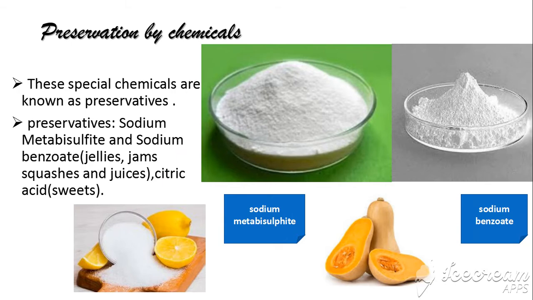Preservation by chemicals. These special chemicals are known as preservatives. Some examples of these preservatives are sodium metabisulfite and sodium benzoate. Jellies, jams, squashes and juices are preserved by these two chemicals. Citric acid is used for preserving sweets. You can see sodium metabisulfite, sodium benzoate and the citric acid, and you can see over here squashes.